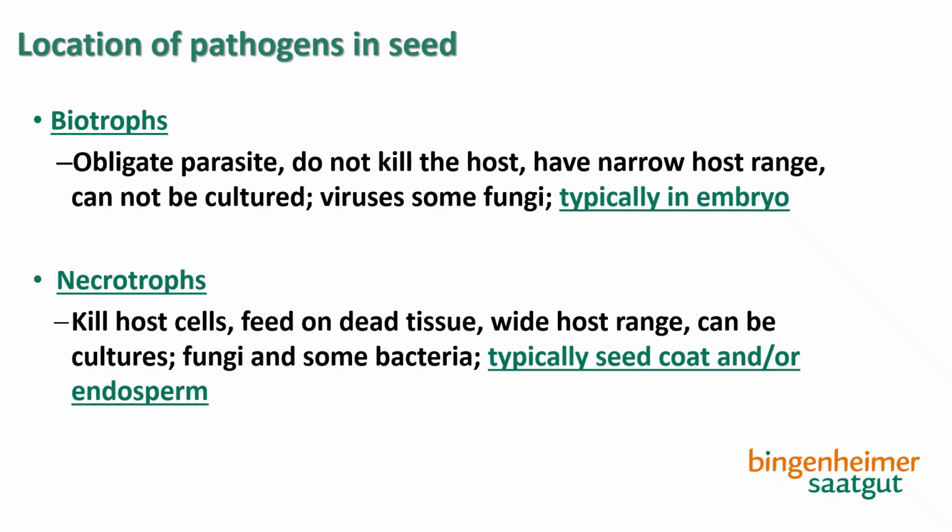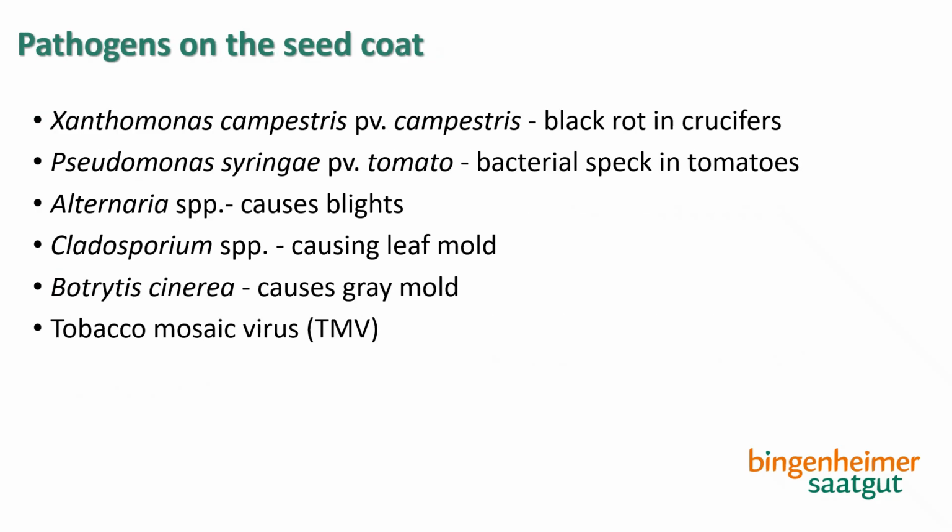Necrotrophs, in contrast, kill host cells and feed on the dead tissue. They usually have a wider host range, can be cultured, and are typically found in the seed coat or in the endosperm. Understanding this distinction is critical as it determines whether a pathogen remains a latent risk or can develop into an active disease problem in the crop.